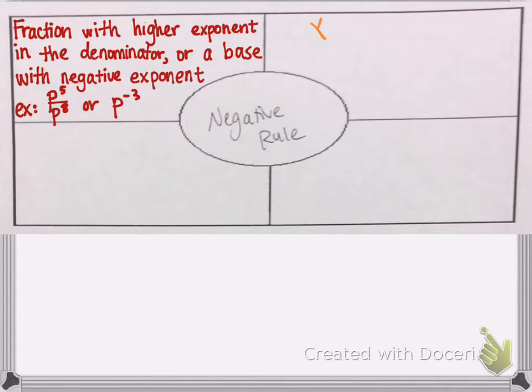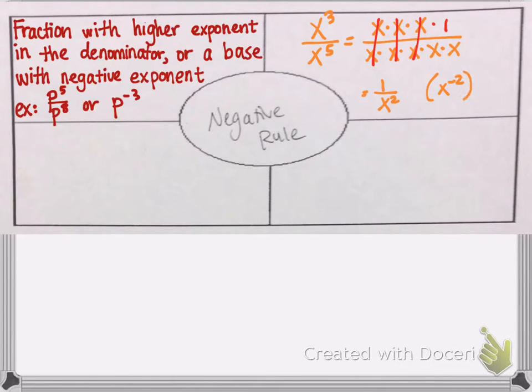Let's do an expansion. Okay, so if I expand x to the 3rd over x to the 5th, I put 3 x's on the top and 5 on the bottom. And then I can start to make 1's out of that. So you're going to see I can make 3 1's on top. And then that ends up with just, here, I have 2 left over on the bottom. And so that's the same thing as 1 over x squared.